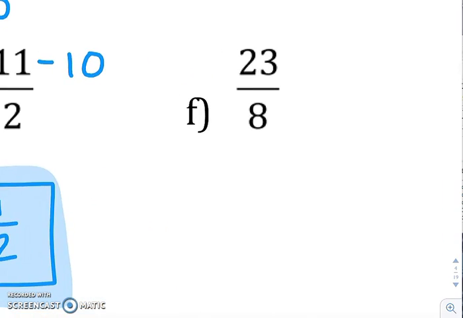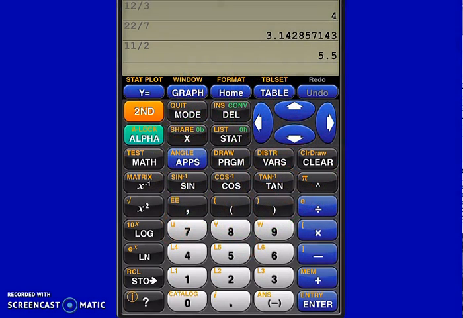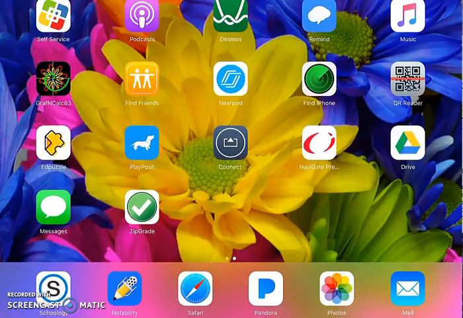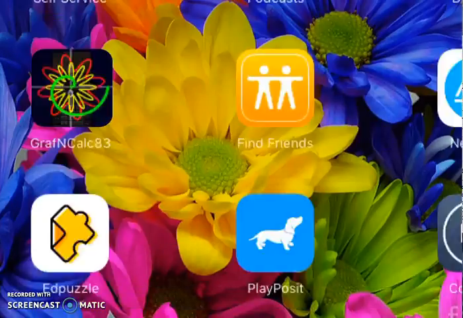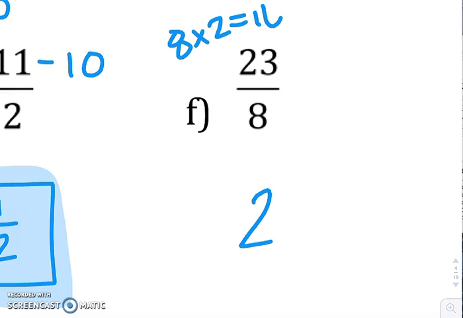And then F, 23 eighths. 23 divided by 8, 2.875. So 2 is going to be that whole number on the outside. Eight times 2 is 16. So 23 minus 16 gives us 7.